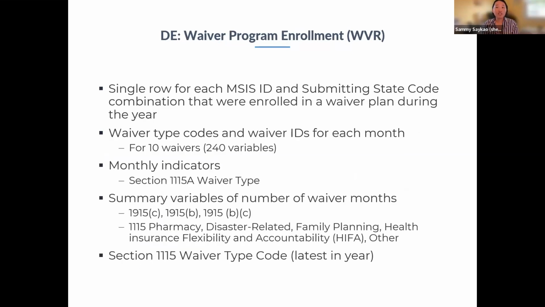For those of you who are interested in waivers, there is a waiver plan program enrollment segment as well. This is a single row for each combination that was enrolled in a waiver plan during the year. Again, similar to managed care, there is a lot of room for states to report on waivers. They can report up to 10 waivers, and similarly to the managed care enrollment, each waiver reported can have the waiver type code and the waiver ID, for a total of 240 variables. There are also monthly indicators for the various waiver types and summary variables for the number of waiver months available.